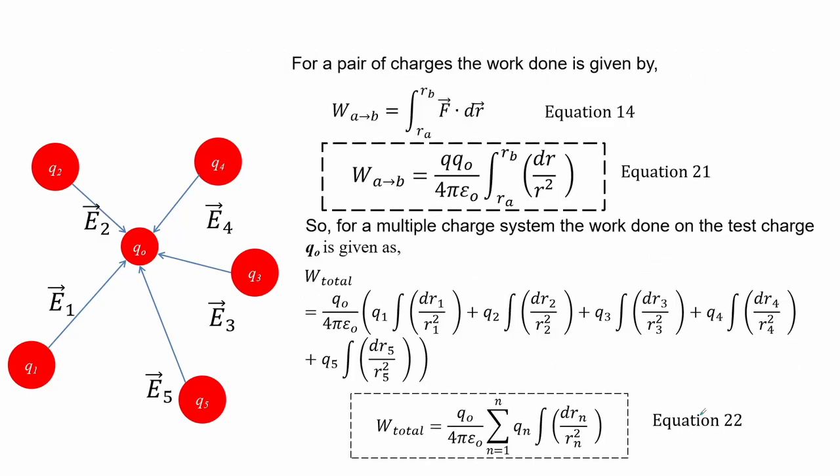We recall that for a pair of charges with varying displacement the work function is given by equation 14 and can be further expressed as equation 21. Now for multiple charge systems the work done is the sum of the work done by the individual charges. We can write a general equation that sums all this individual work done and it is written as equation 22.